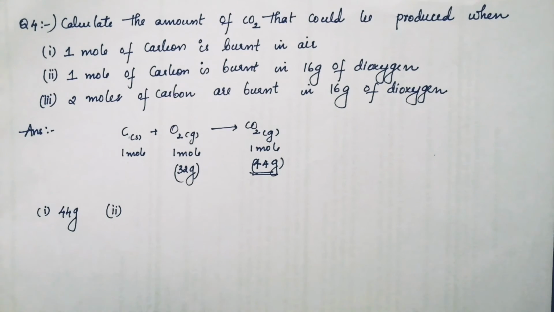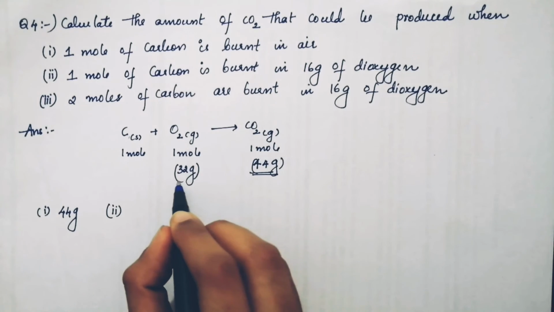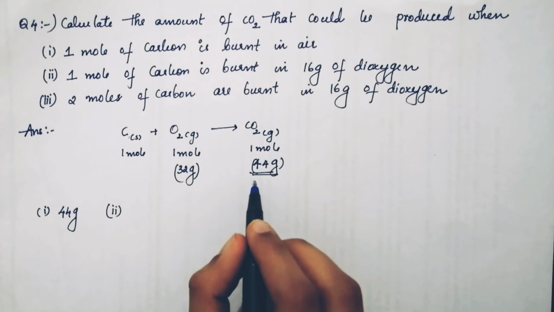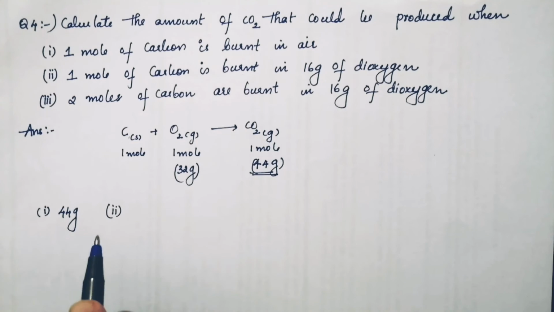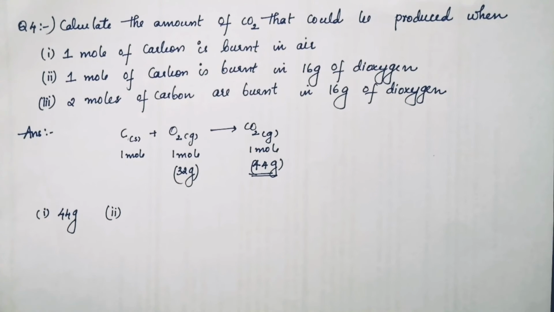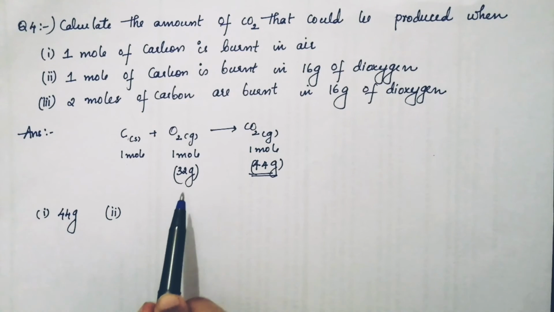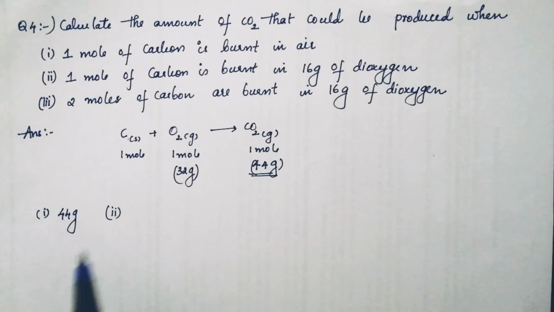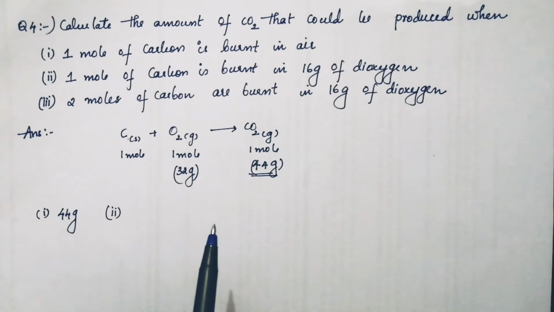Second one says 1 mole of carbon is burnt in 16 gram of dioxygen. That is, only half of this amount of dioxygen is given. So the product formed will also be half. This is the concept of limiting reactant, which we have already learned. The concept of limiting reactant says the reactant which is present in the lesser amount, here oxygen, gets consumed after some time, and after that no further reaction takes place. Such a reactant which gets consumed in the reaction is called the limiting reactant.